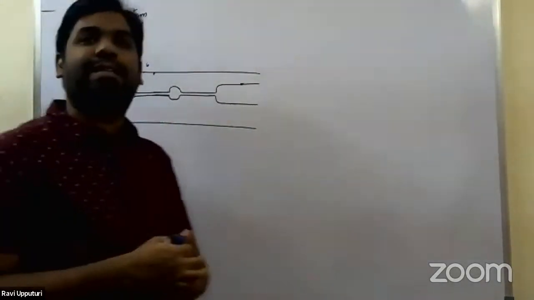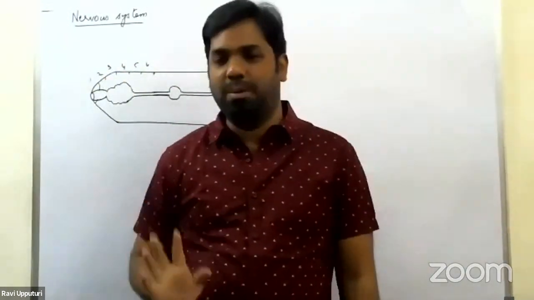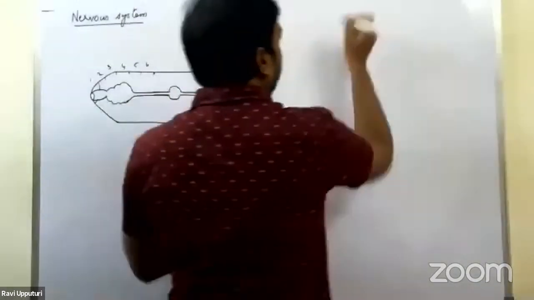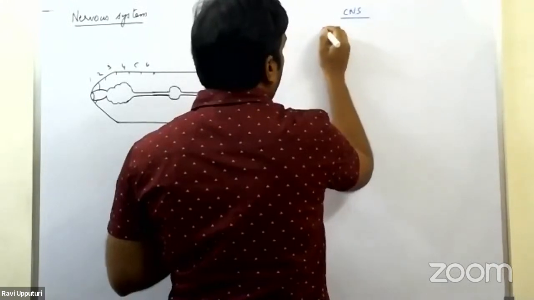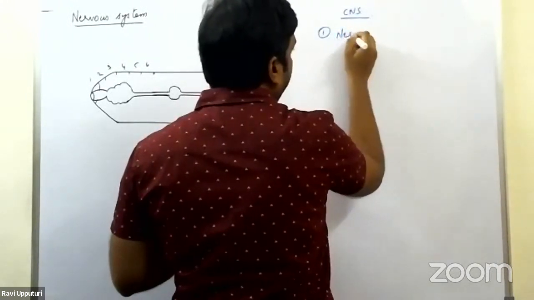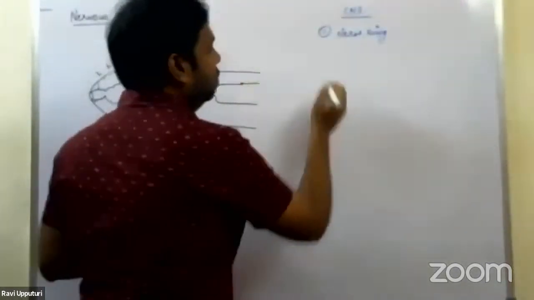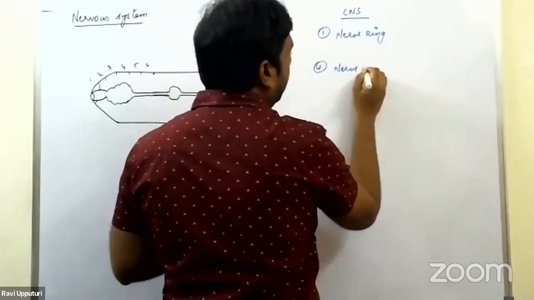let us see where exactly the structures related to the nervous system are present. As I said, the central nervous system consists of two important structures. One is the nerve ring. The second one is called the ventral nerve cord.